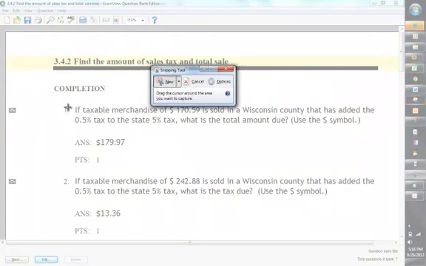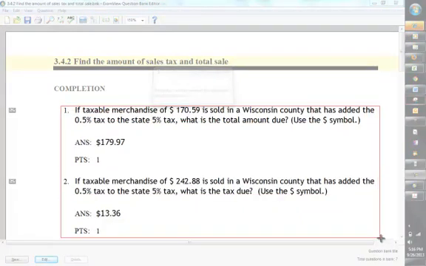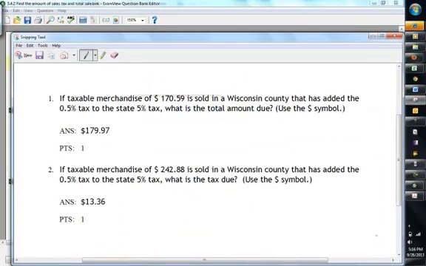All right. First one. It says if taxable merchandise of $170.59 is sold in a Wisconsin county that has added the 0.5% tax to the state 5% tax, what is the total amount due? So the amount sold is 100%. We want the total. The total includes the tax, which would be 105.5%. Started out at $170.59. We want to know what the total is.